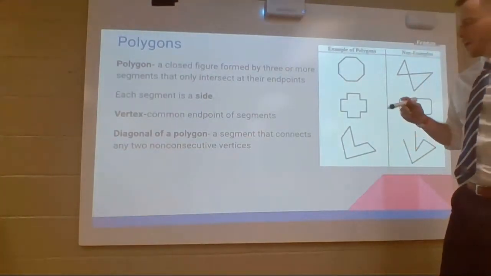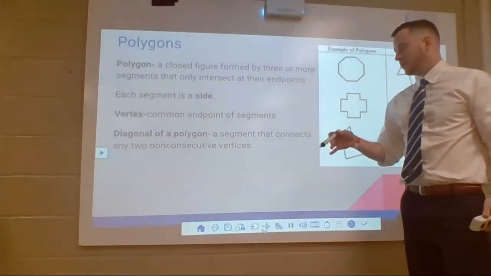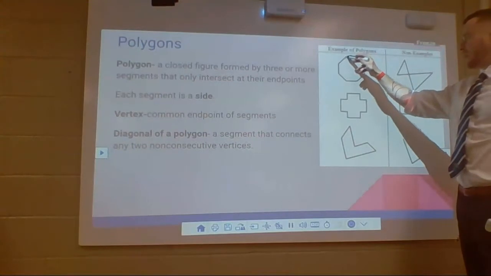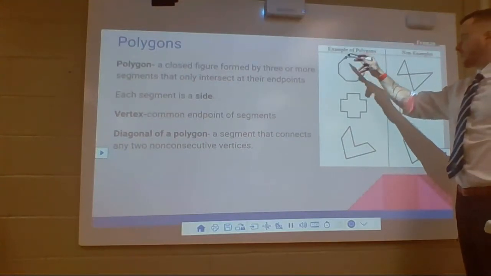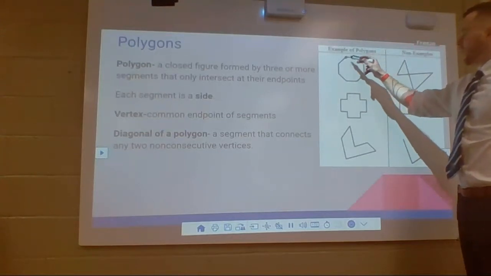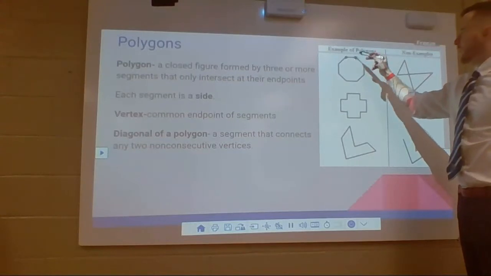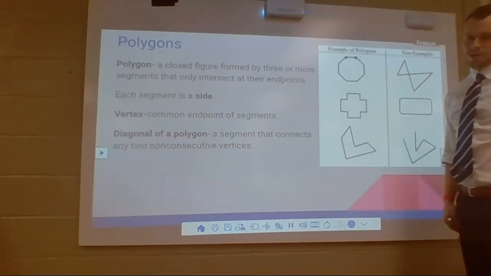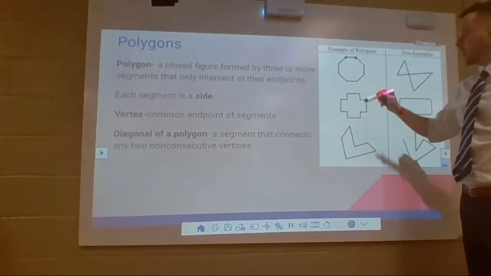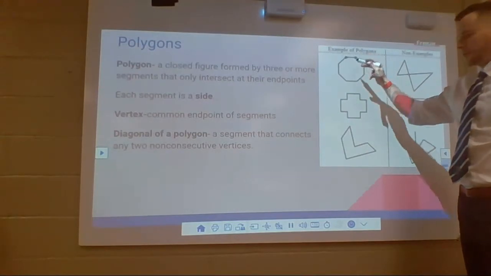What I mean by non-consecutive, well, let's talk about what a consecutive vertex is. Consecutive vertices would be as you're going around the polygon. So look at this. This is 1, 2, 3, 4, 5. That's an octagon. So as we go around this octagon, here's one vertex and here's the next vertex. Well, since these vertices are right next to each other, we would call them consecutive vertices. And consecutive vertices are on the same side as we have here.